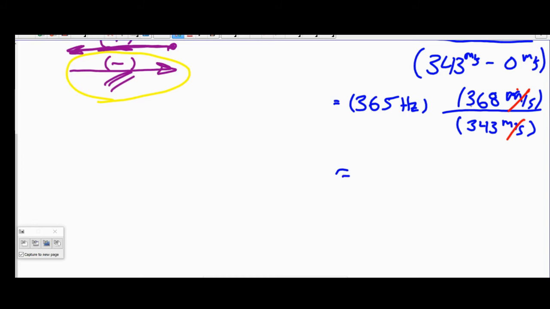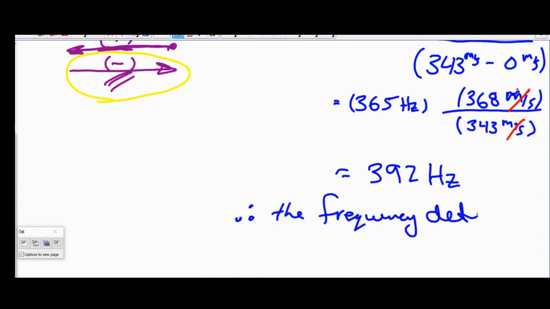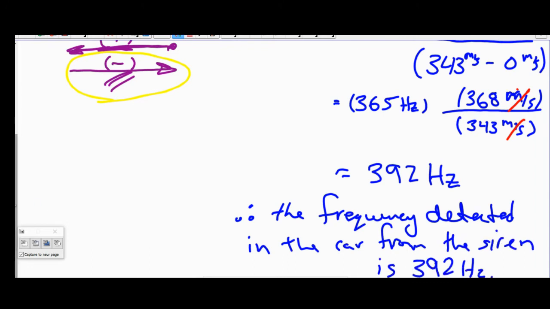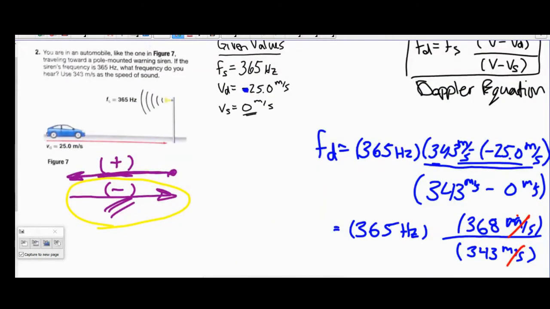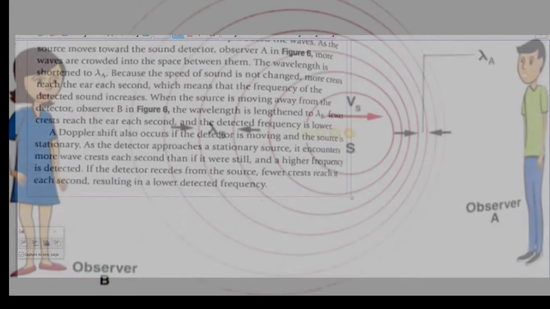365 times 368 over 343 gives us 392 hertz. Therefore, if you're traveling towards a sound, the frequency should rise, as we see pictured here.